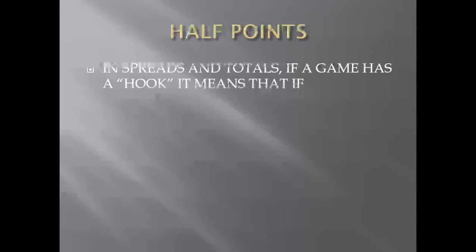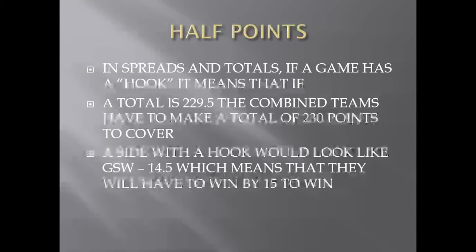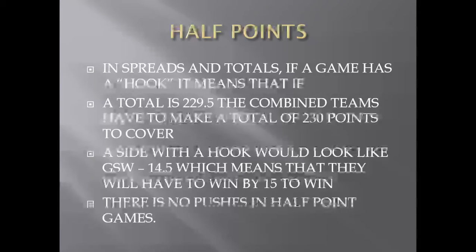Half points. In spreads and totals, if a game has a hook, it means that if a total is 229.5, the combined teams have to make a total of 230 to cover. A side with a hook would look like a Golden State Warriors minus 14.5, which means they will have to win by 15 to win. There is no push in half-point games.